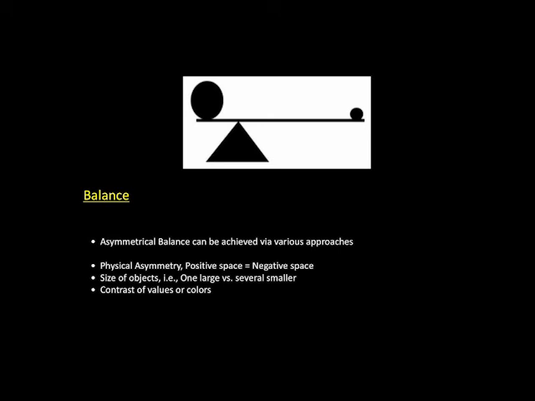Asymmetrical balance can be achieved via various approaches. Physical asymmetry, which is what we just talked about, positive space is equal to the negative space. We talked about the size of objects, having maybe one large object versus several smaller objects on the opposite side. And then there are things like contrast in values and in colors.